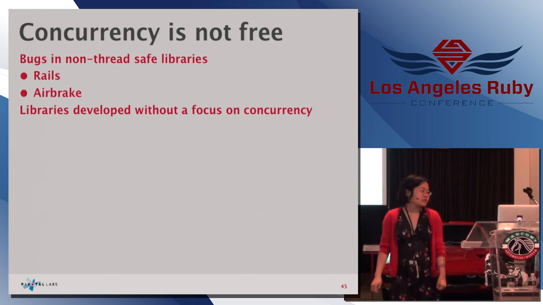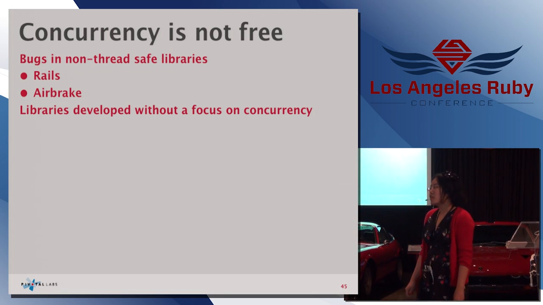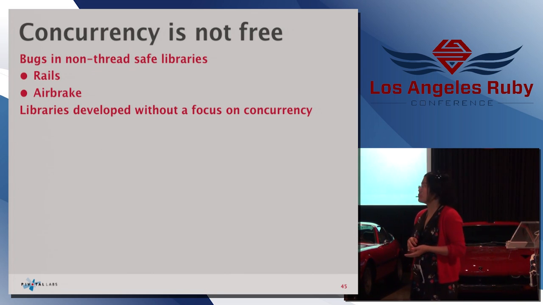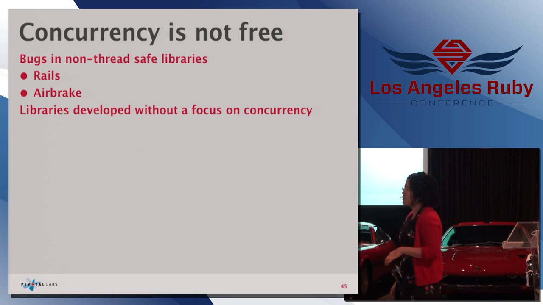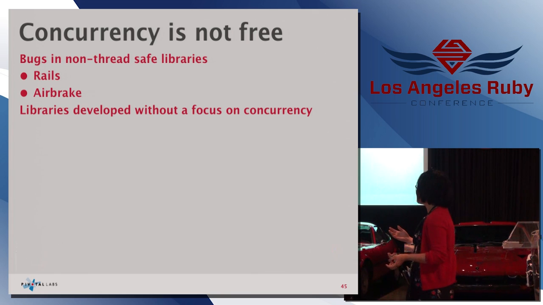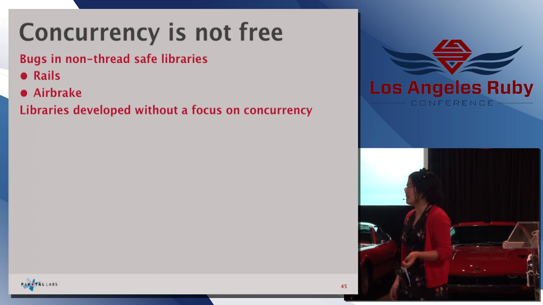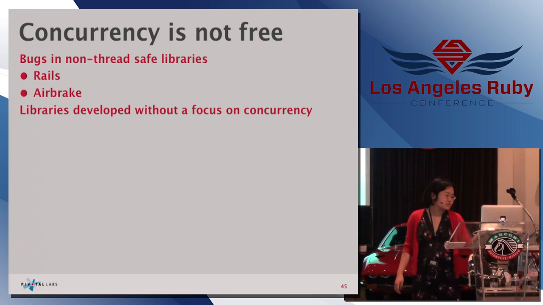So one point I want to make about this is that concurrency is not free. So what do I mean by concurrency is not free? Well, running your program in multi-threaded mode isn't that easy. Even up to now, there's still bugs in non-thread safe libraries. I did a quick search on GitHub, and there have been bugs reported in Rails and Airbrake recently. The severity of these bugs may be varying, but it's still a point to keep in mind that libraries are developed without a focus on concurrency. And if there are bugs, you're probably going to be the first one to discover them.